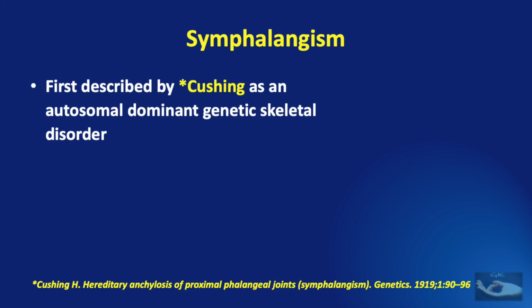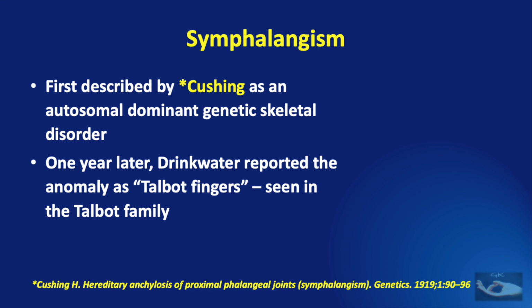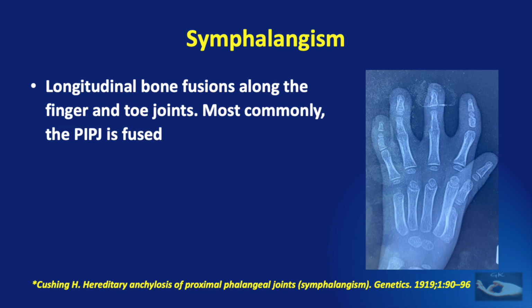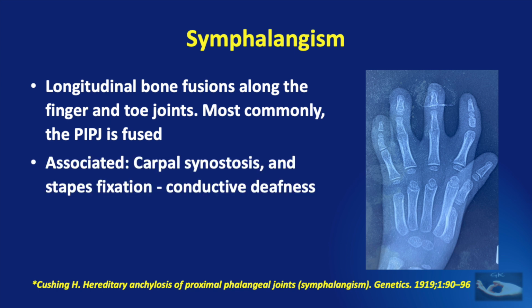Symphalangism is a condition caused by failure of differentiation. It was first described by Cushing as an autosomal dominant genetic skeletal disorder. One year later, Drinkwater reported the anomaly in the Talbot family in England over 14 generations. Symphalangism is characterized by longitudinal bone fusions along the finger and toe joints. Most commonly, the proximal interphalangeal joint is fused, as seen in this hand where the middle and ring fingers are involved. There could be associated conditions like carpal synostosis and stapes fixation in the ear leading to conductive deafness.